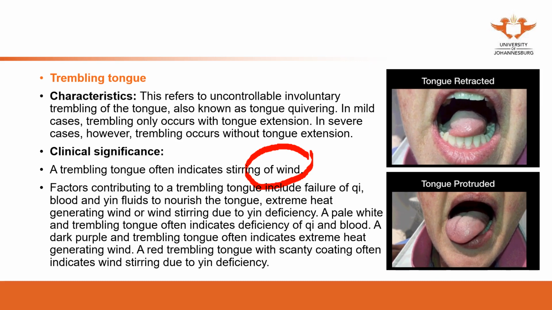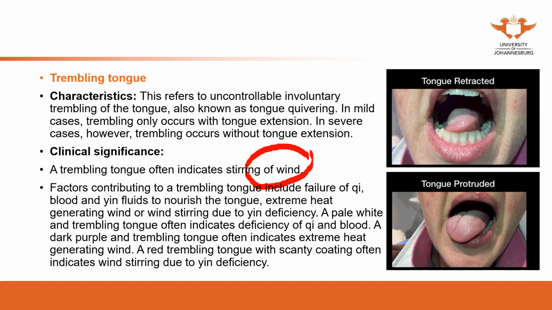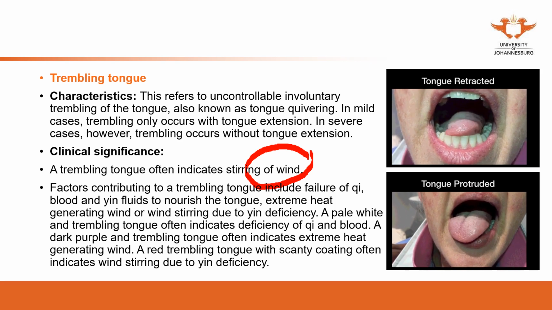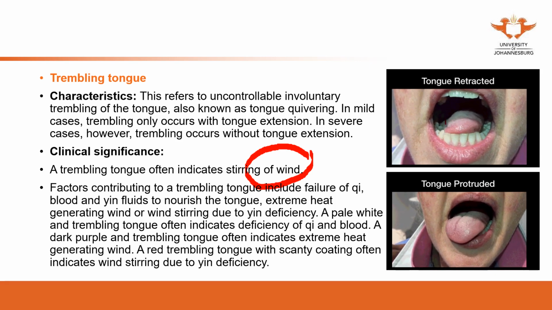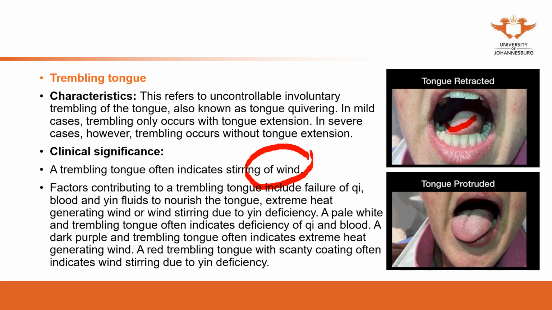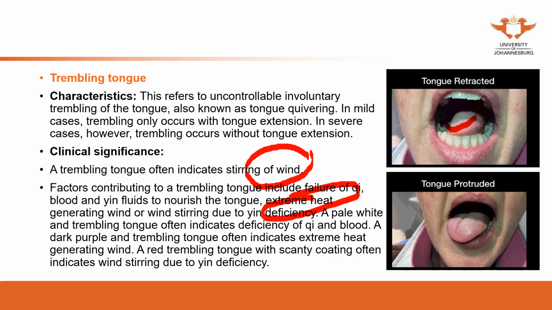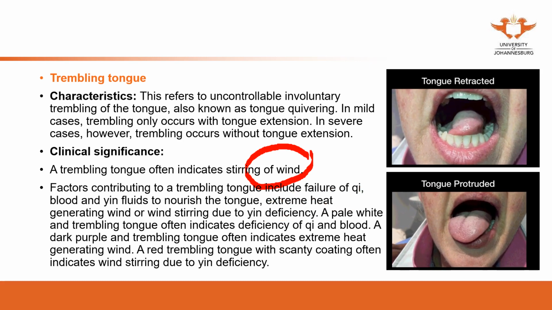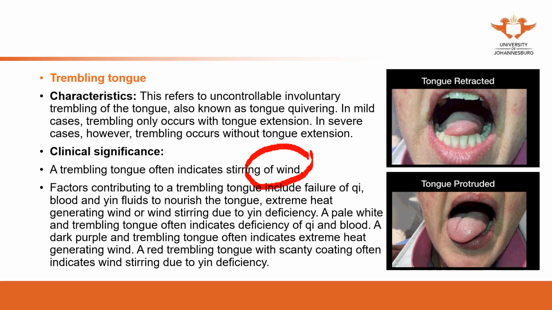What's the cause of the internal wind? You can refer to the five internal evils. The first one, internal wind. It can be due to insufficiency. If insufficiency, the patient will present with a red tongue with trembling and less coating. If the wind is due to liver fire, extreme heat, it can also cause wind. In this situation, the tongue color will be red and the coating may be a thick yellow coating. So that's how to combine the other knowledge in this session for our diagnosis.